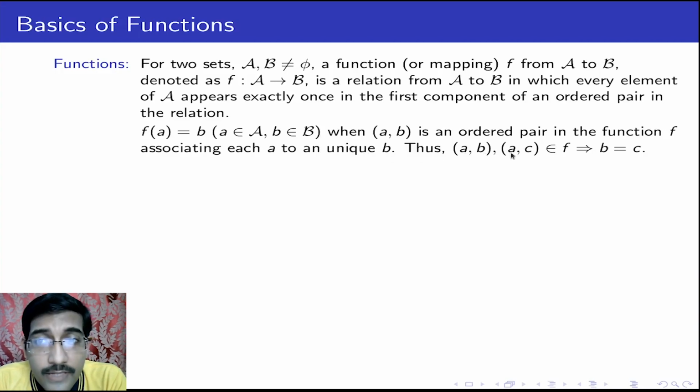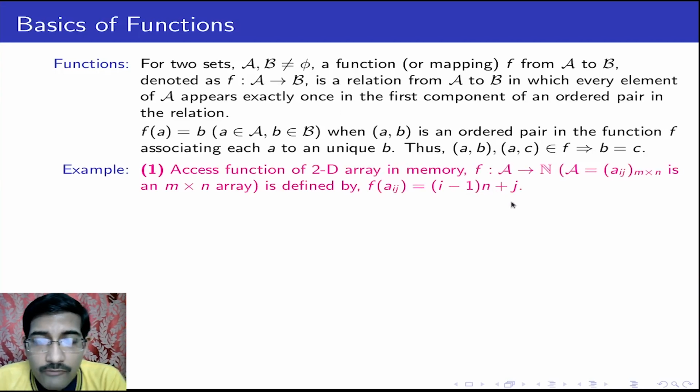Therefore, we can say that if (a, b) and (a, c) are both part of the relation which we name a function, this cannot happen unless b is equal to c. So, for each a, I have a unique association with an element in B. That is the only restriction over the set of relations a function defines. Two sets A and B are non-empty, and we define a function from A to B when this condition is satisfied.